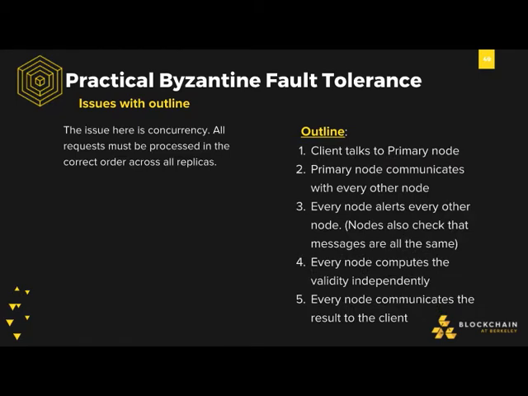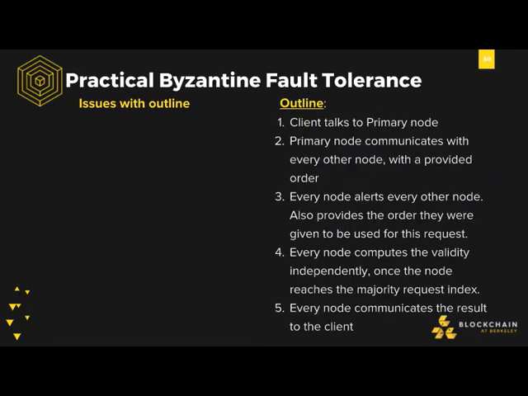Well, one way is we could have another stage where the nodes are all confirming the order. So we could have the primary node give a specified order of when this should be computed, and then when all the nodes are talking to each other, in that second step, they relay what order they're going to use. And then every node is going to act on the order that they all picked: the majority order, whatever order it receives from a majority of the nodes.